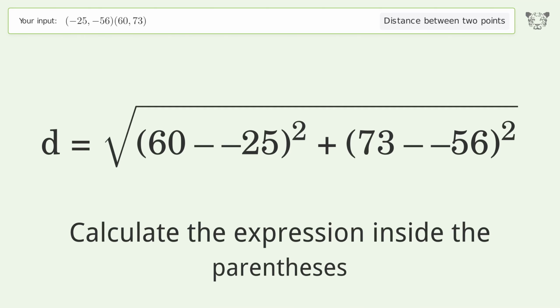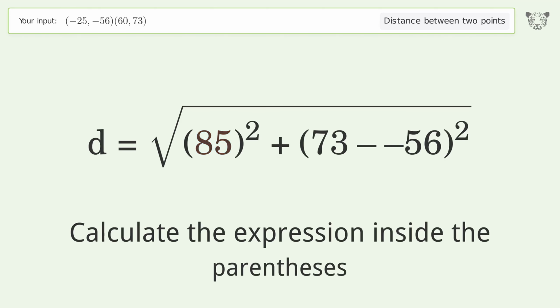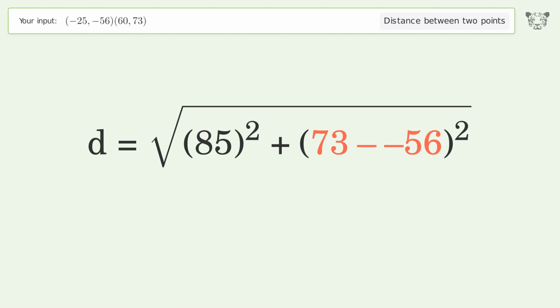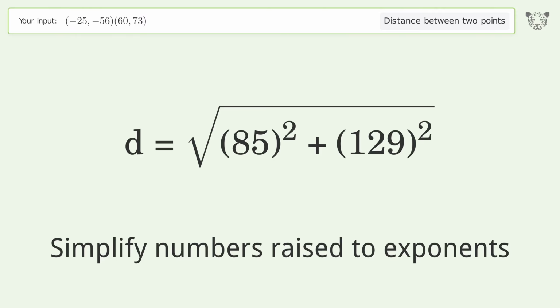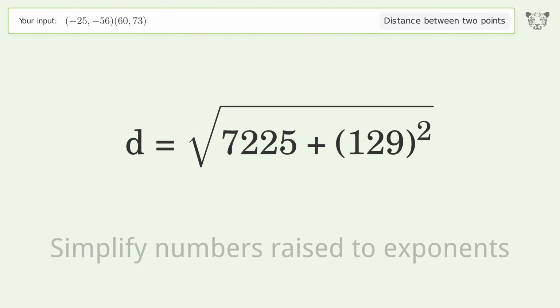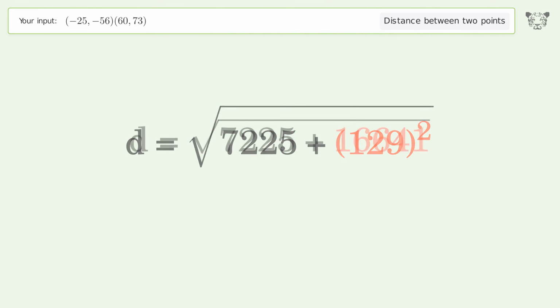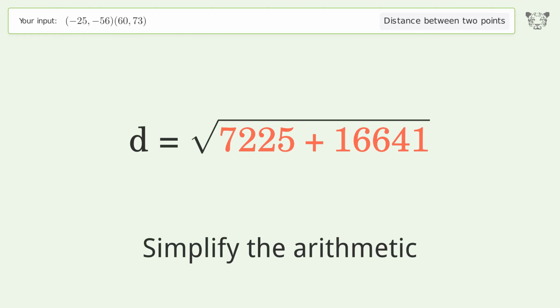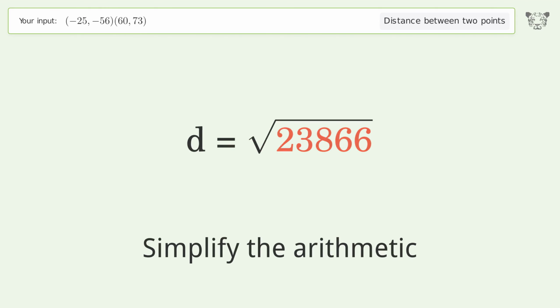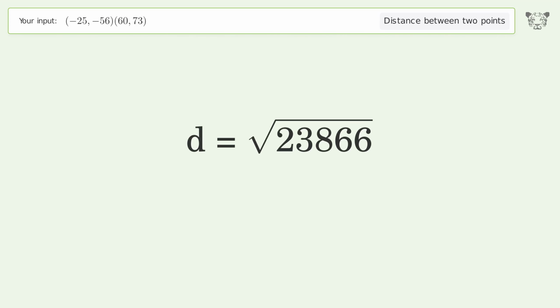Calculate the expression inside the parentheses. Simplify numbers raised to exponents. Simplify the arithmetic. And so the distance between the 2 points is the square root of 23,866 or 154.486.